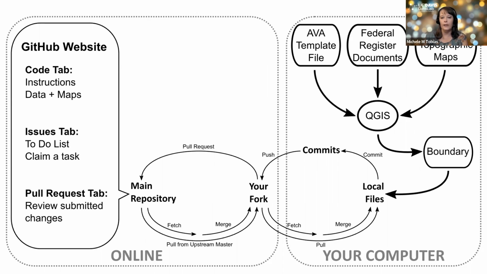So you get your template file, you get your document, and then you get your maps, and then you bring all of that into QGIS, and then you start digitizing the boundary, and you follow that narrative. It's a little bit like a map scavenger hunt, trying to find the different landmarks that the boundary description lists. And once you're done with all that and you fill in your attribute table from the Federal Register documents, then you submit it back to the project through the GitHub process.